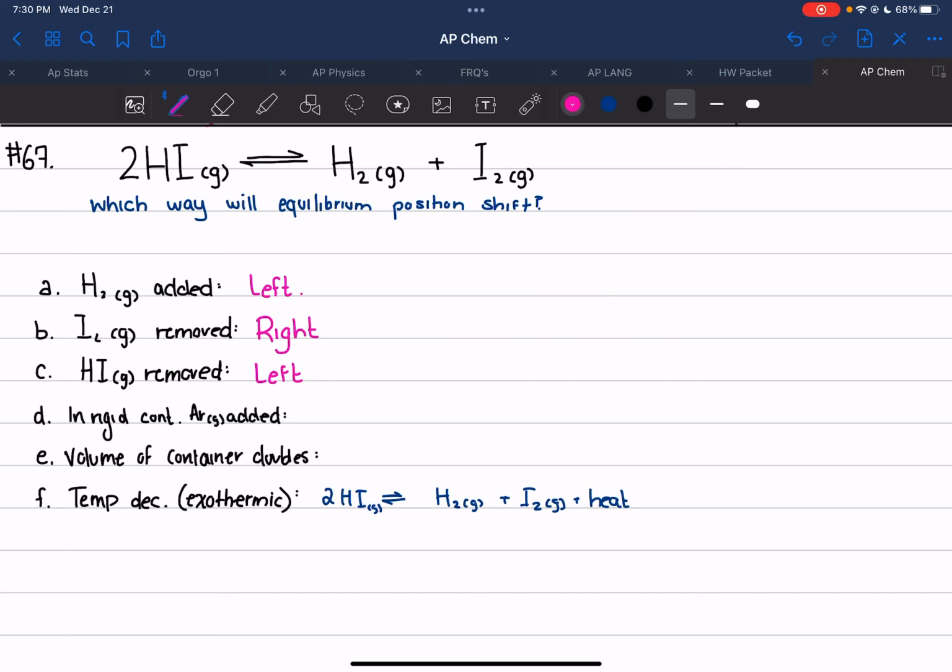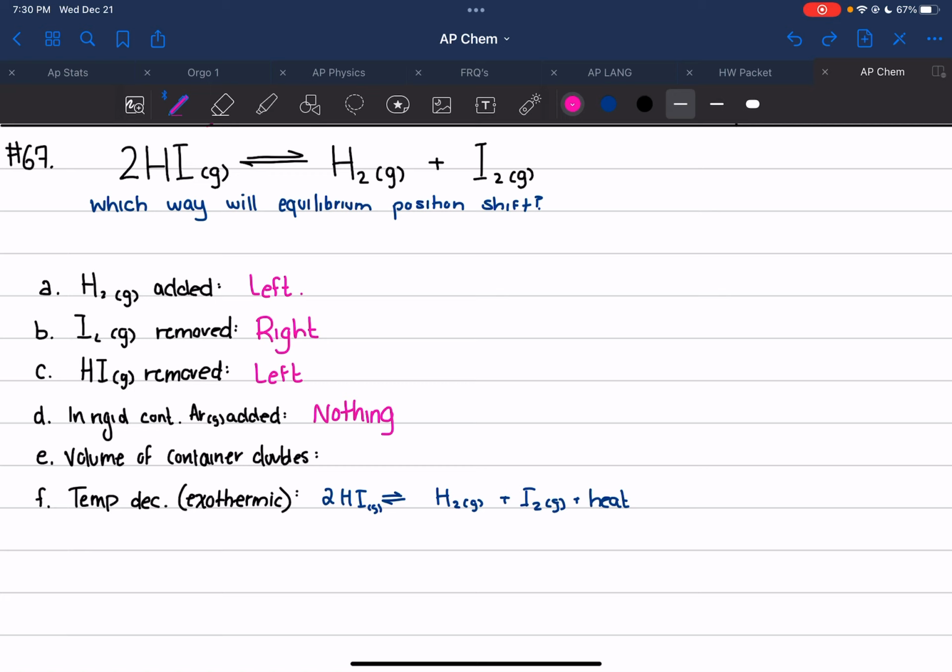Okay, now they're telling you in a rigid container, they're adding argon gas. So for this reaction in a rigid container, they're adding argon gas. Well, argon is not part of this reaction, so what happens? Nothing. Argon is not part of this reaction. The partial pressures and the concentrations are unchanged.